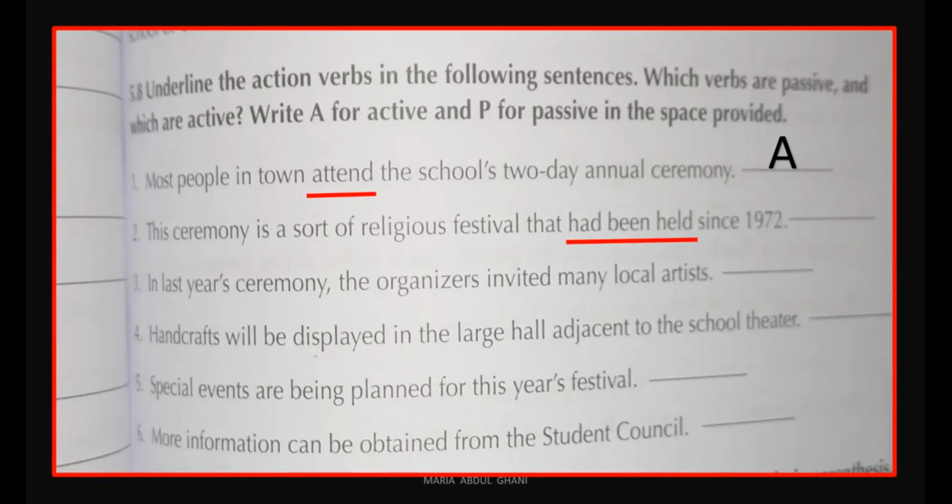In last year's ceremony, the organizers invited many local artists. Okay. The verb is invited and it's active. Very good. Next one. Ola. Handicrafts will be displayed in the large hall adjacent to the school theater. Okay. The verb is will be displayed. Good. Is it active or passive? Passive. Okay, because we have a helping verb. Fine. Yeah. Next one, number 5.